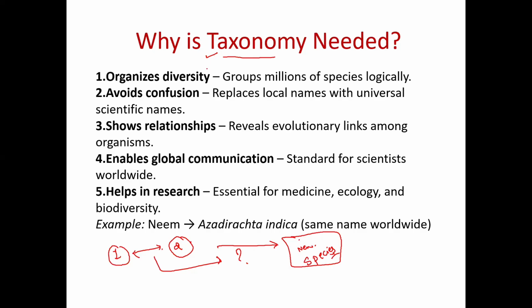It helps to trace evolutionary history and group by shared traits. To organize diversity, we have to make groups of species which are easy to understand and easy to study. It avoids confusion. Different kinds of species have different names in different regions and places, so we have found a solution: a universal scientific name. These universal scientific names are unique, plus they are worldwide accepted.